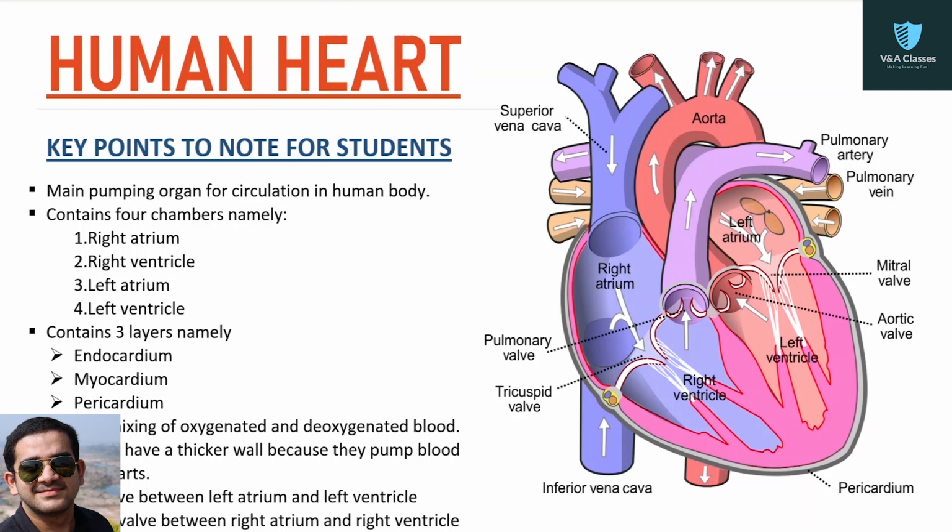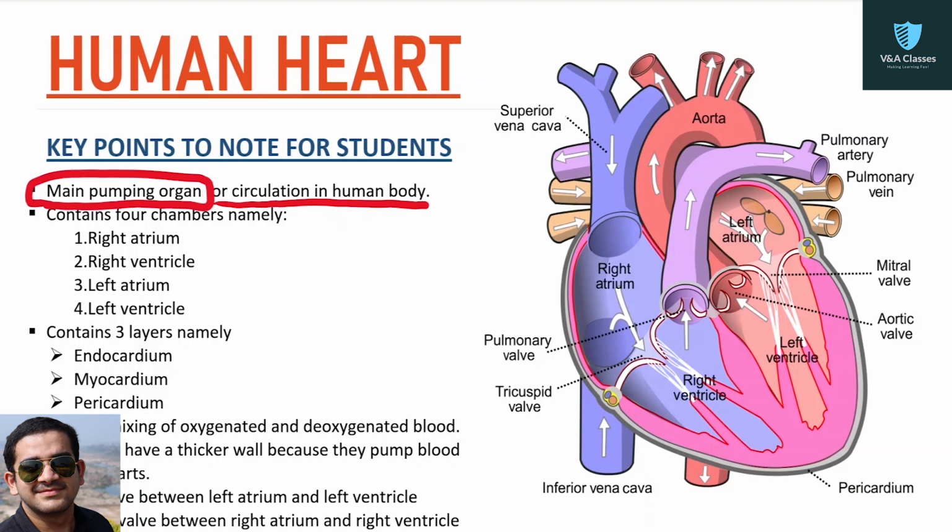Welcome to this video from VNA classes. In this video we will be discussing the circulatory system in the human body. This topic will be covered under three subtopics: the human heart, blood vessels and the circulatory pathway. So let's start with the human heart first. What is a human heart? It is a muscular organ which is the main pumping organ of the circulation in the human body. All the blood present in the human body is pumped with the help of this organ, the heart. So let's see the structure of this heart.